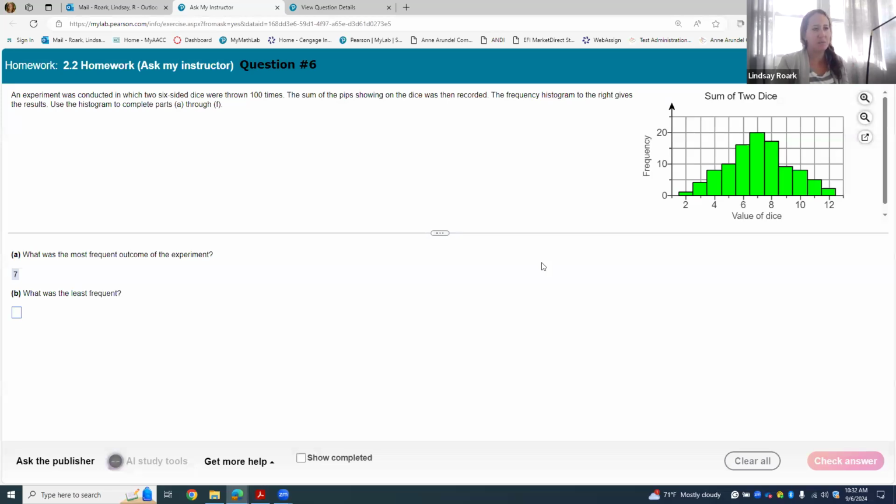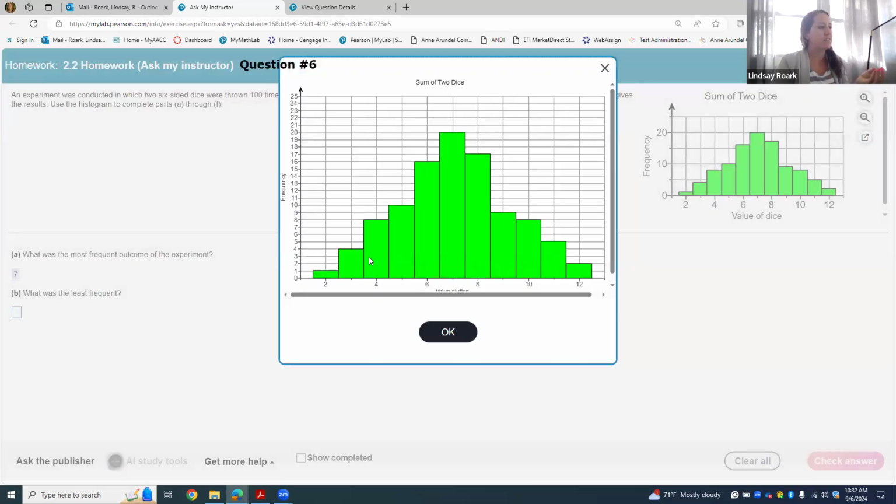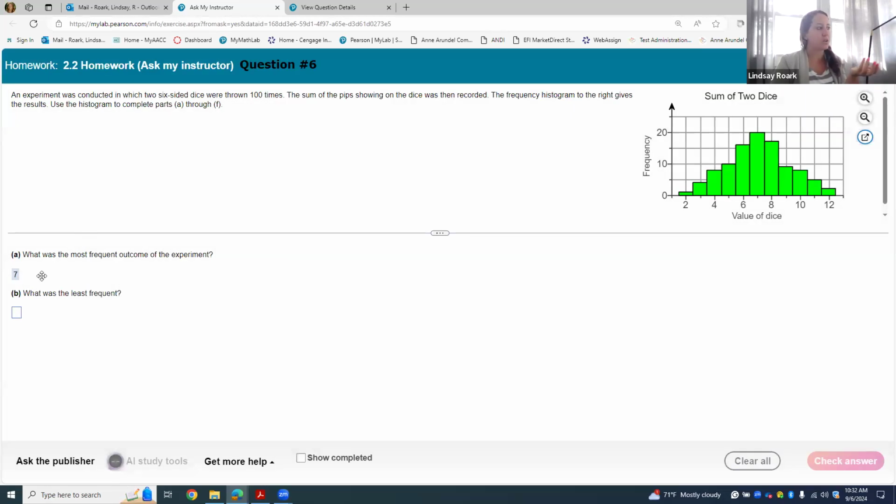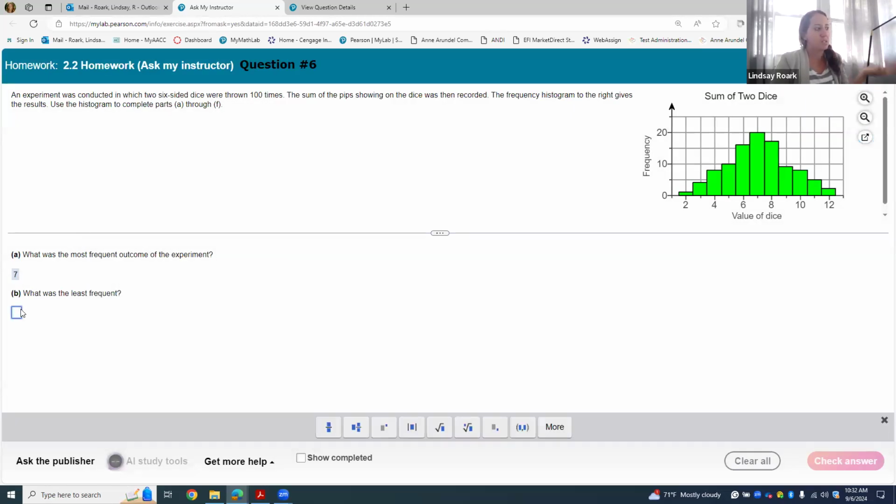Then the next one says, what was the least frequent? So again, you might be able to look at the graph and see that it looks like 2 is the smallest bar, the least frequent. But if you're having a hard time seeing it, you might want to pop it out and you can see a little better that, okay, 2 definitely has a frequency of 1. But getting 12 has a frequency of 2. So the frequency of 1 is the smaller part there. They're asking what was the least frequent outcome. So we'll go ahead and put 2.